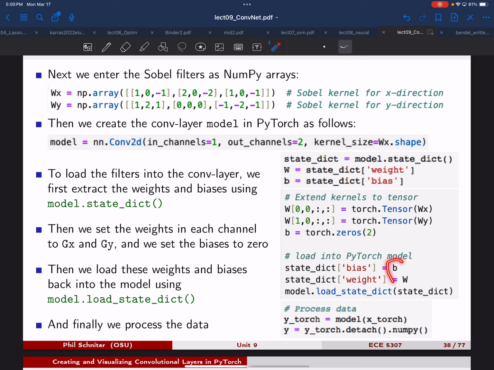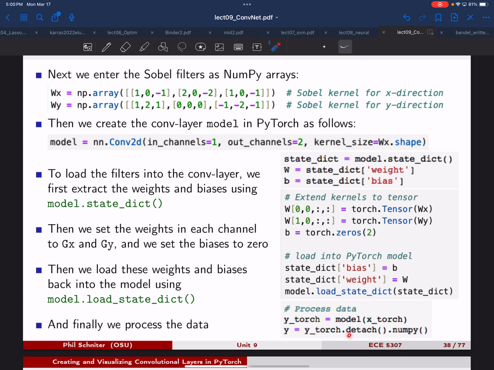Now that we have updated B and W, we put them back into the bias and weights using the state dictionary, and we load the state dictionary back into the model. And now all we have to do is take our X torch, put it through our model, and out comes those edge maps. This is in PyTorch.